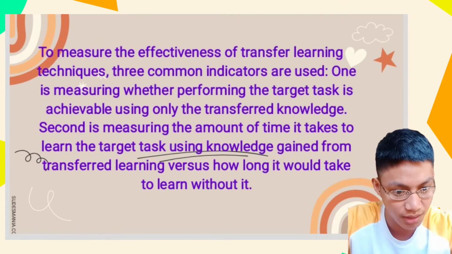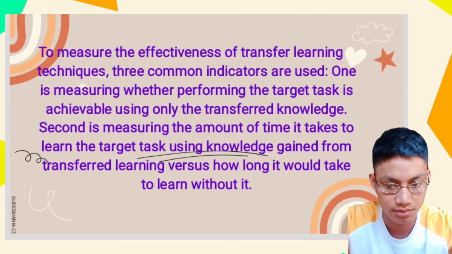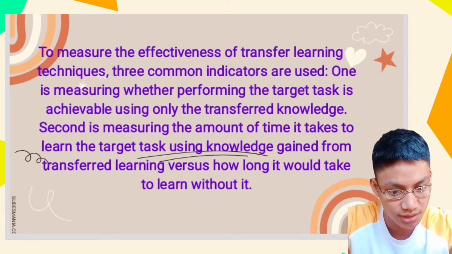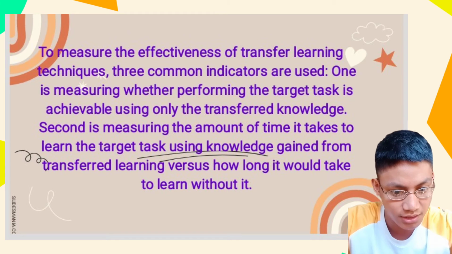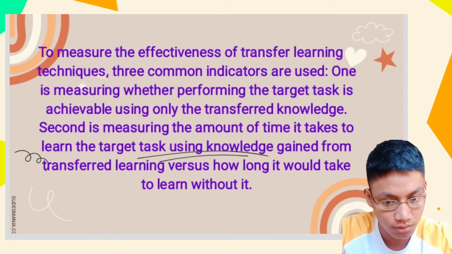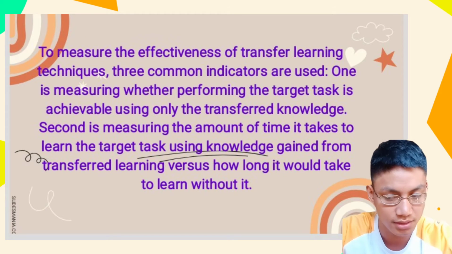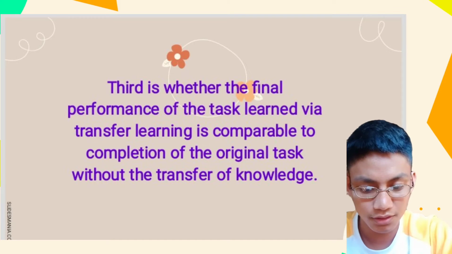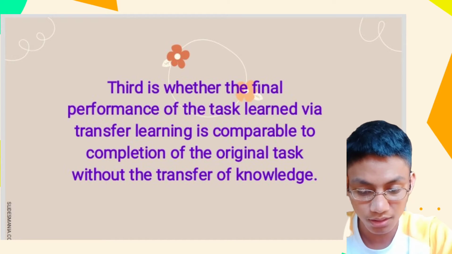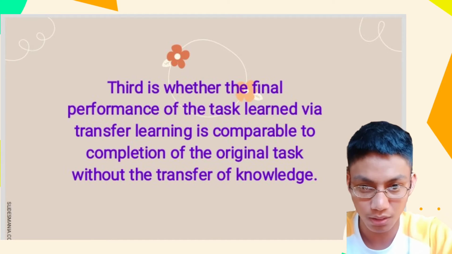To measure the effectiveness of transfer learning techniques, three common indicators are used. One is measuring whether performing the target task is achievable using only the transferred knowledge. Second is measuring the amount of time it takes to learn the target task using knowledge gained from transferred learning versus how long it would take to learn without it. Third is whether the final performance of the task learned via transfer learning is comparable to completion of the original task without the transfer of knowledge.